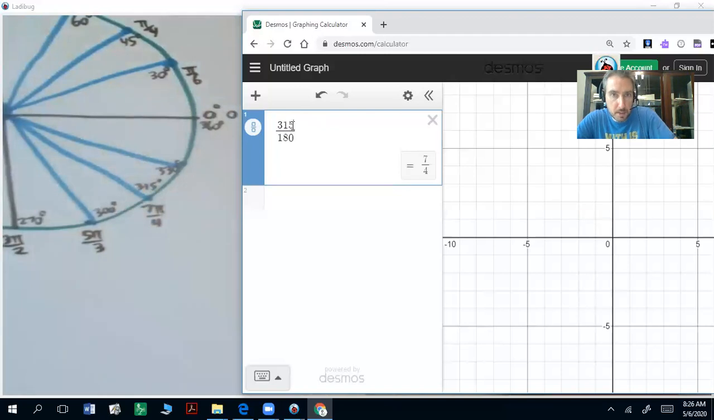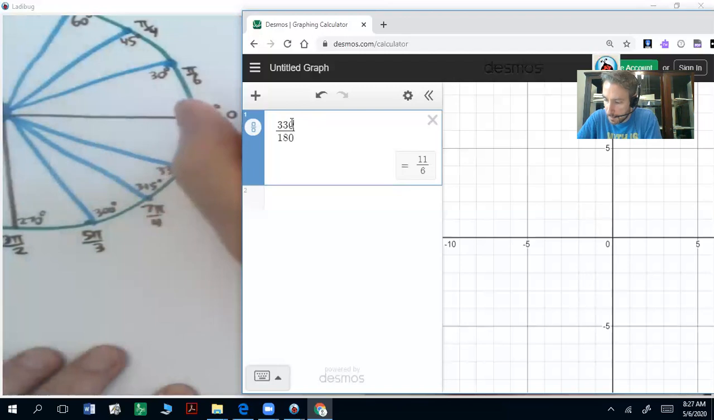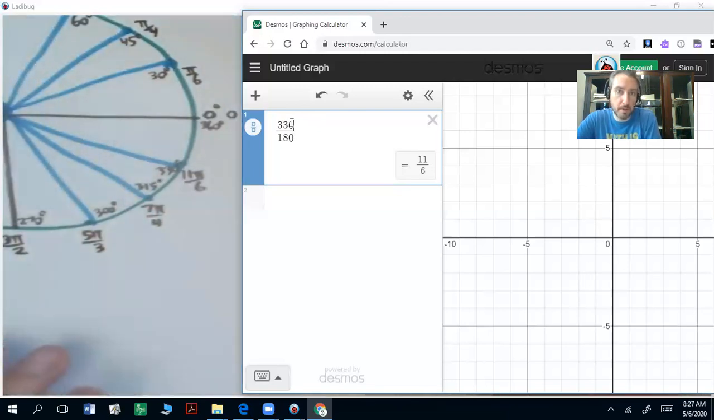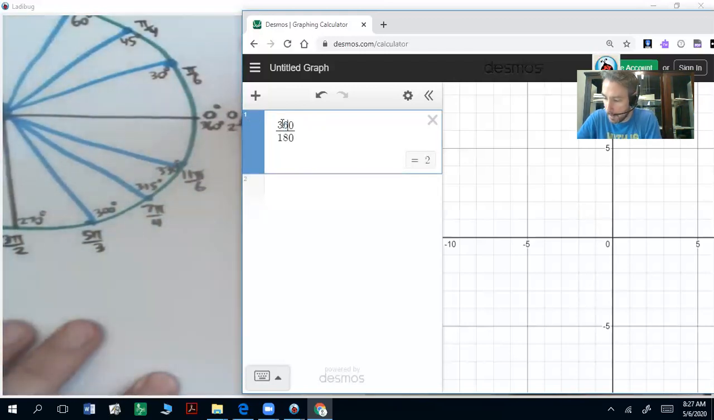330, we're almost done with these. 330 is 11 pi over 6. And then 360 divided by 180 is 2, so that should be 2 pi. And that'll conclude all your radians.